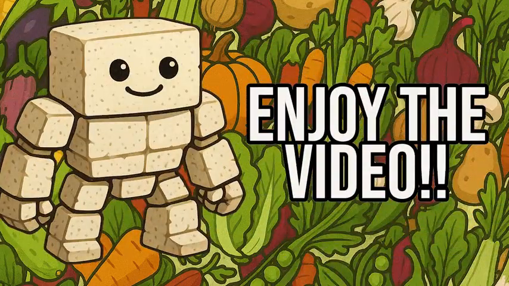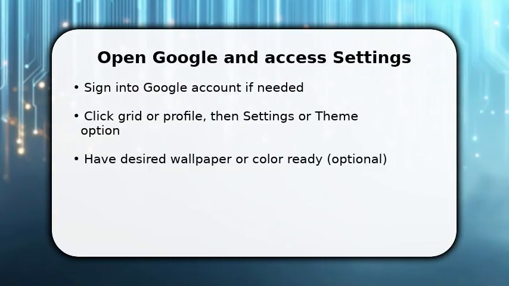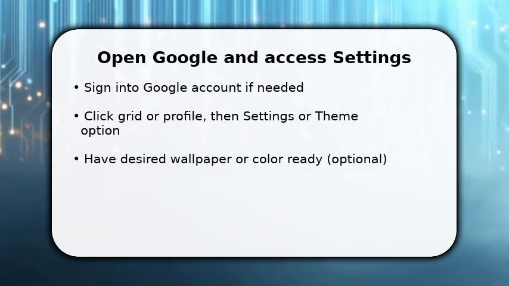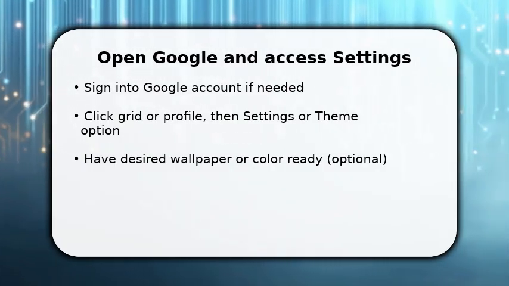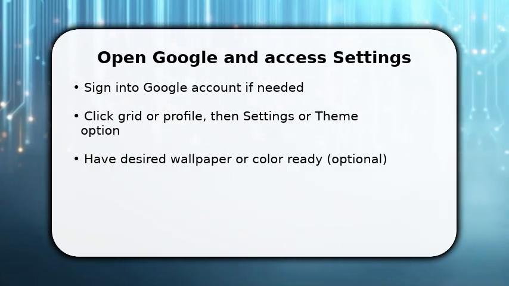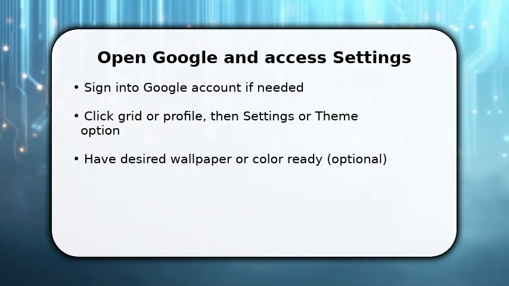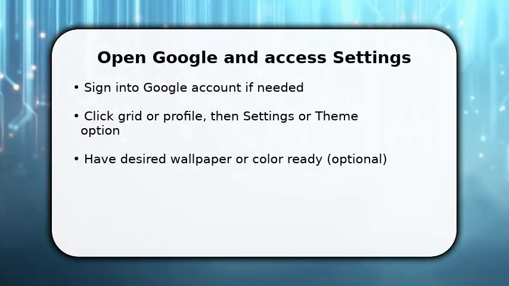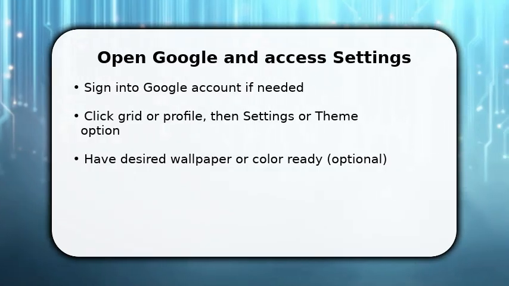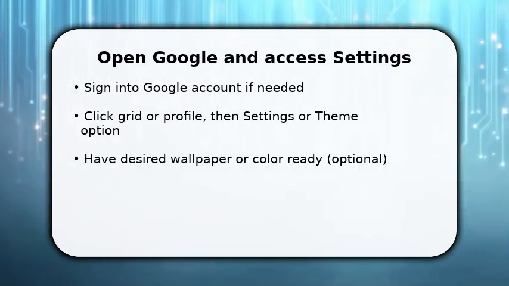Please enjoy the video. You start by opening Google in your browser and signing into the account you want to change. Once signed in, click your profile or the app's grid and select Settings or Look and Theme. This takes you directly to personalization. Make sure you already know whether you want dark, light, or a custom image so you can move quickly.